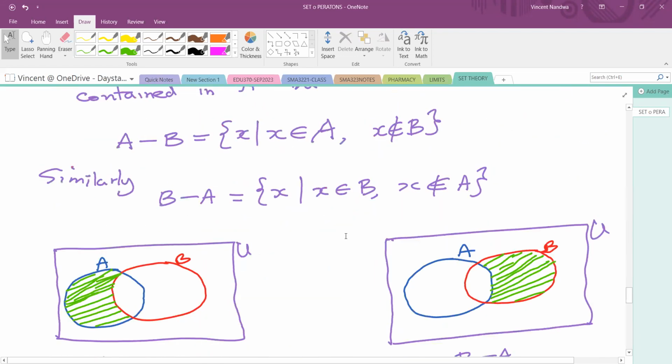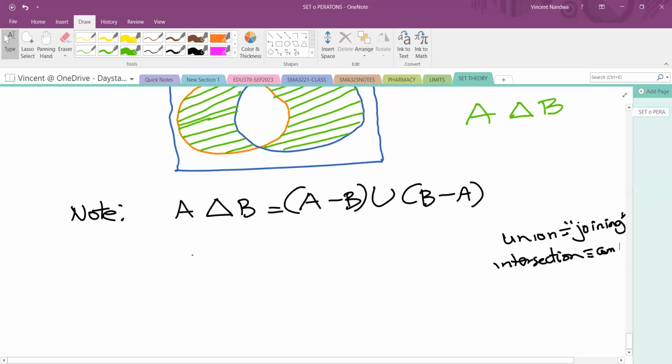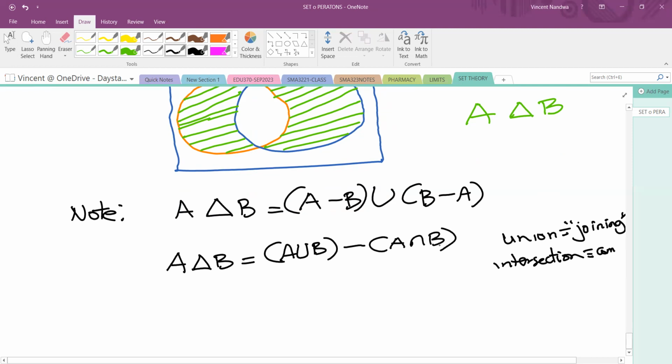So another way of interpreting the symmetric difference of A and B is to say: get A union B and then remove, subtract, A intersect B. We'll be defining the same set.